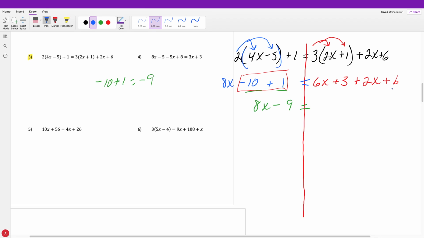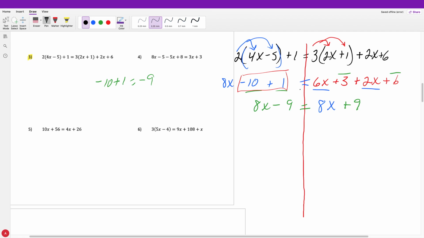Right? Now, once again, I'm going to combine my like terms. Well, 6x and 2x are like terms, because they both have the exact same variable x raised to the same power. And 6 plus 2 gives me 8, so I got 8x. And then the other ones are 3 and 6, and 3 plus 6 gives me 9, so I have 8x plus 9. All right, from here, you might be able to identify what the answer is going to be, but I'm going to continue to work this out.